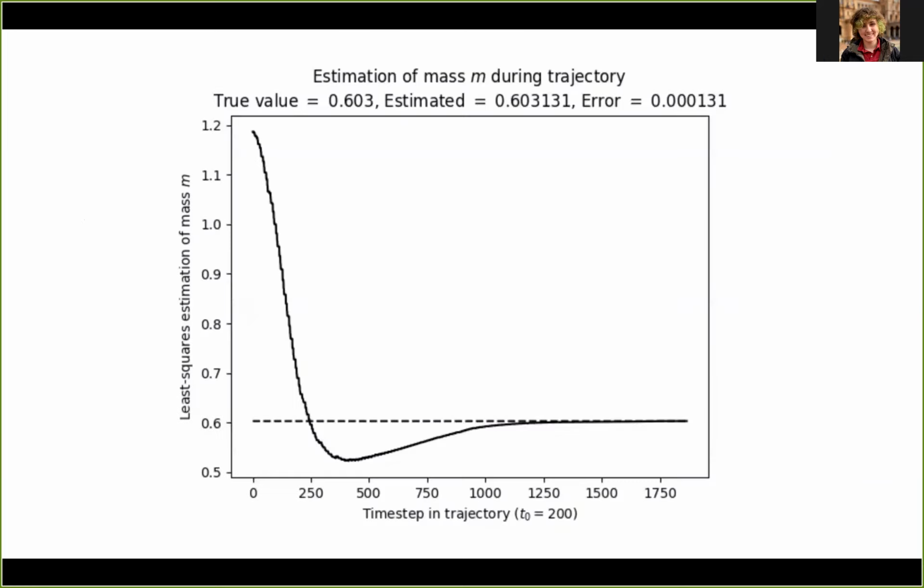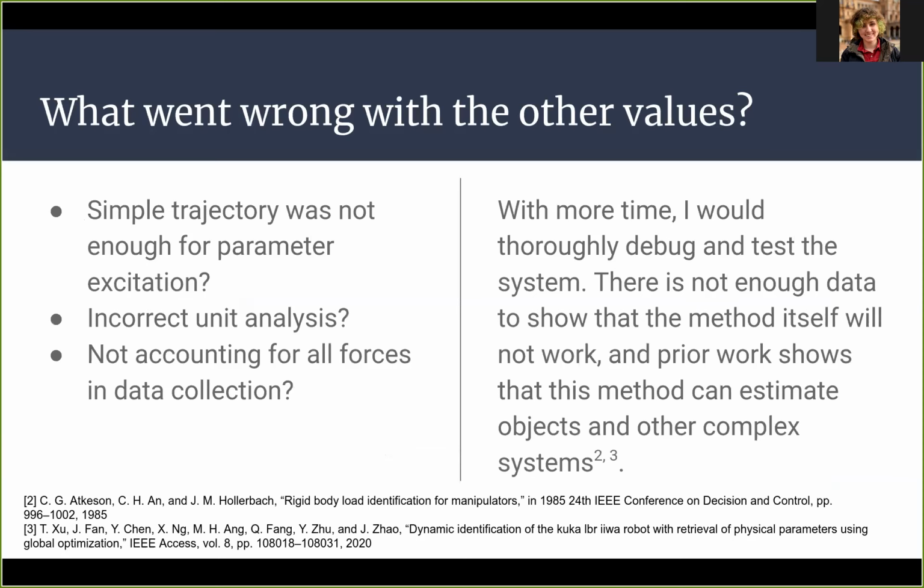We actually see very accurate results for the mass, which was the main success of this project. There are many reasons why the other values could have been calculated incorrectly. In experiments, we saw high variation in the estimations depending on the trajectory the robot took.